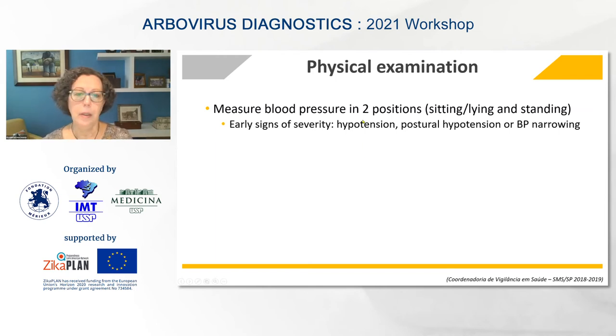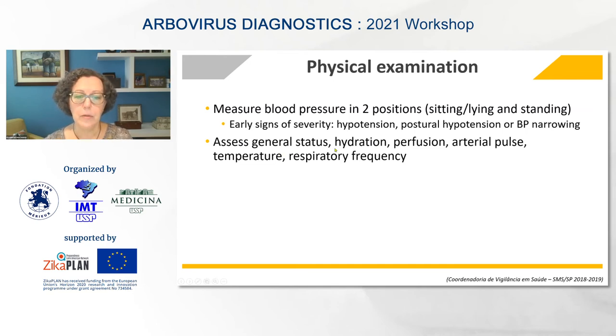At the same time, after anamnesis, we have to start the physical examination, measuring blood pressure in two positions, sitting or lying and standing. And the early signs of severity are hypotension, postural hypotension, or blood pressure narrowing, which means that there is less than 20 millimeters of mercury between the systolic and diastolic pressure.